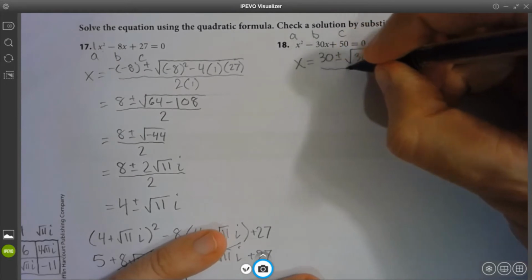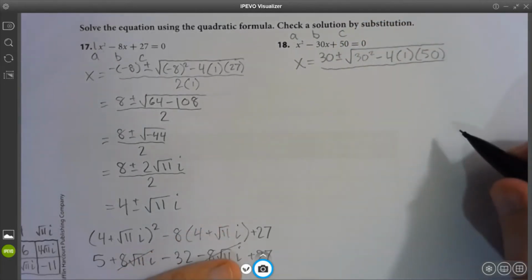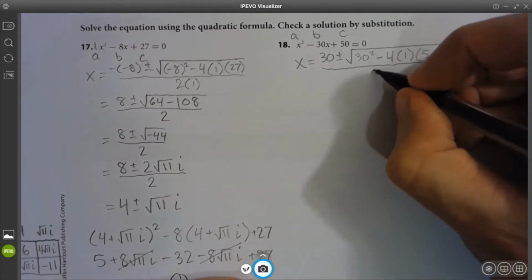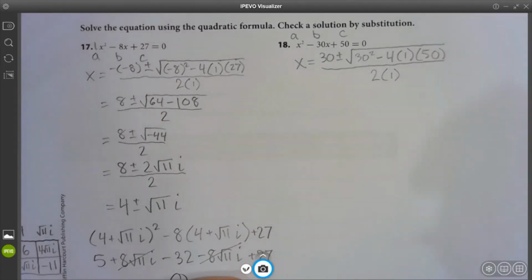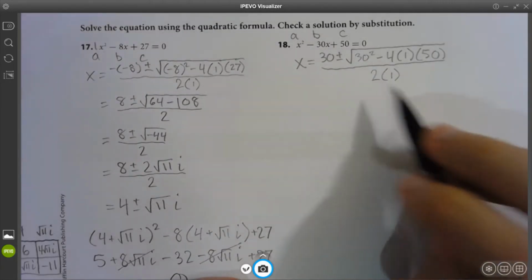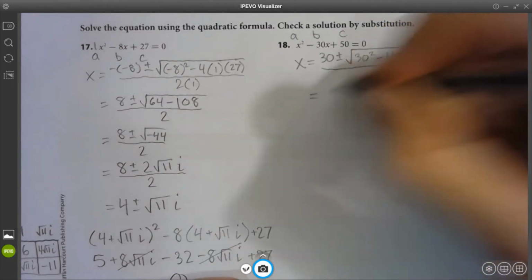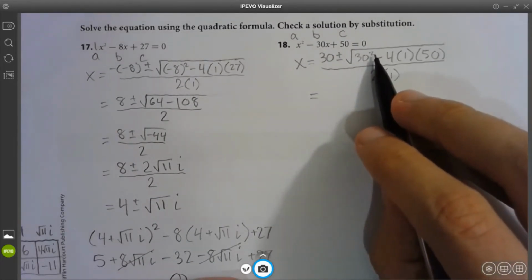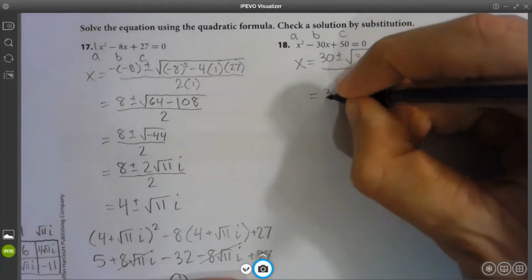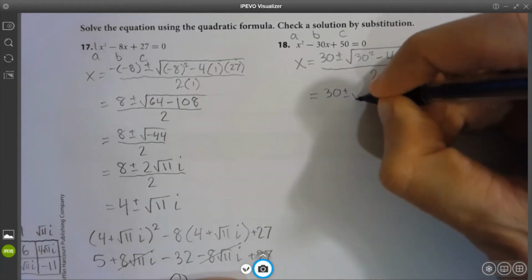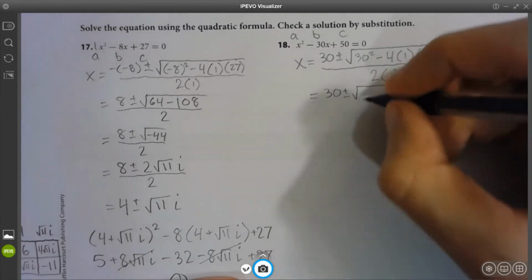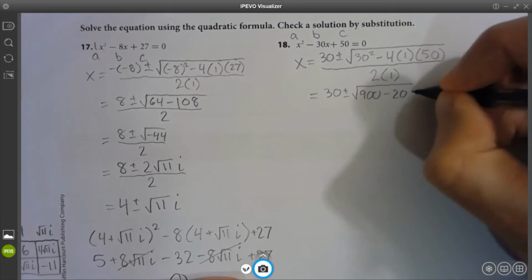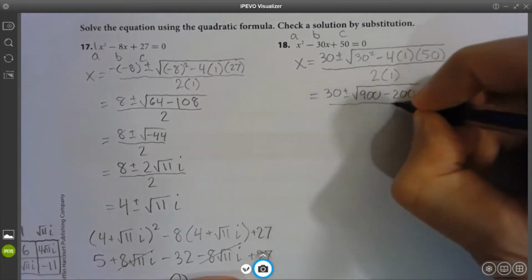Well, the nice thing is this one is not going to be complex. It will be real, but it might still have a square root. In fact, it probably will. So that doesn't mean it's going to be any easier. And then 2A here. Okay, next step. 30 squared is 900. Yes, that's right. I'm good at math. 900. 4 times 50 is 200. And like I suspected, we're going to have the square root of 700.